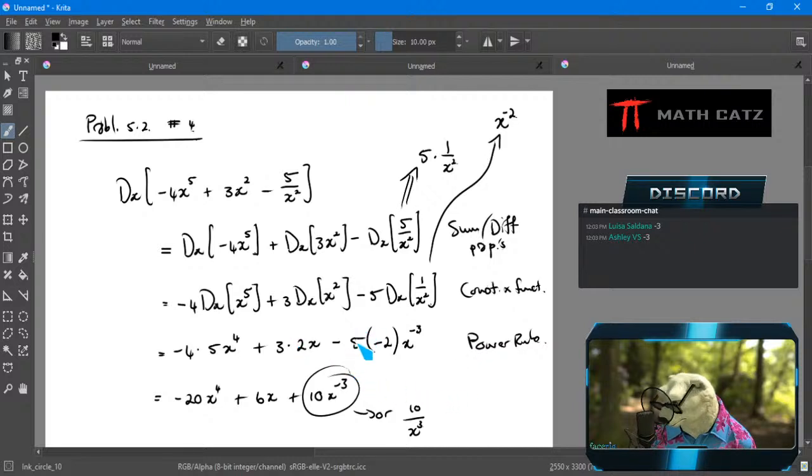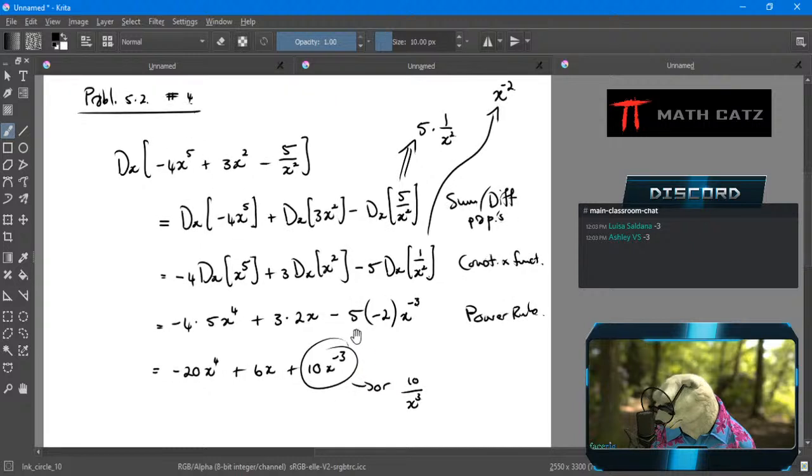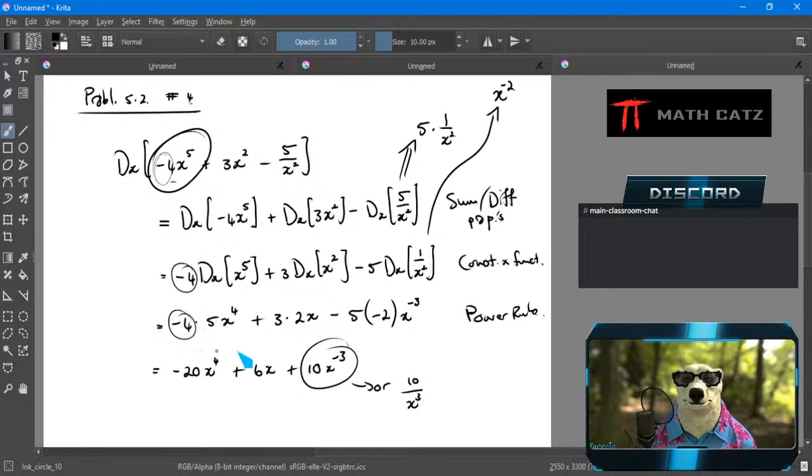Now, after a while, I'm not going to lie, I can't tell when that's going to happen for you, but after a while, you do start to look at this, for example, for -4x to the 5, and you start to realize, well, the power rule is eventually going to happen, right? The -4 is really just waiting for the power rule. It's getting dragged along by the constant times a function property.